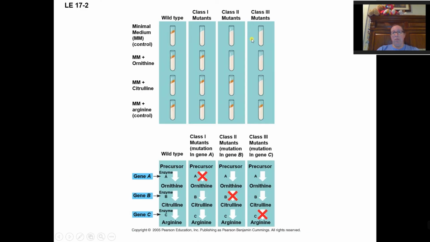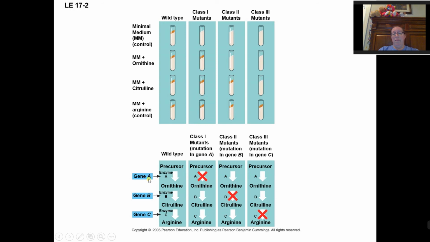So, and this is just a picture of what they did. There was some media, and they made some mutants, class 1, class 2, class 3 mutants, and they made them with different amino acids. That's all this is. And the ability, again, life and death, right? If I mutate class 1s, and I don't have the right precursor to make the enzymes, then it won't live. Okay, that's how this works.